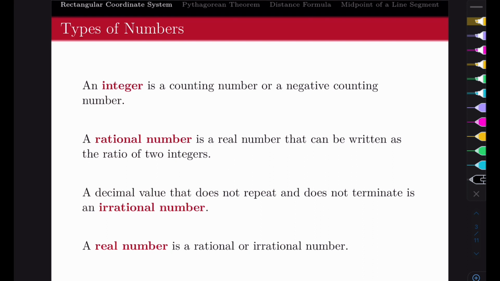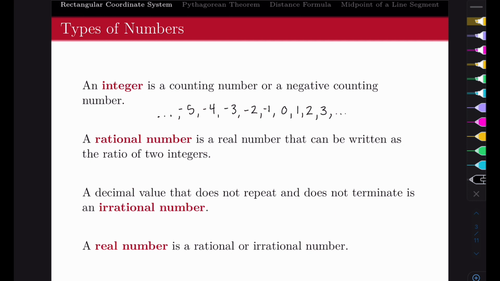Before we can define the rectangular coordinate system, we have to talk about the types of numbers that we have out there. The first one that's going to be important for us is integers, and they're really counting numbers, or you can also think of them as negative counting numbers. So numbers like -5, -4, -3, -2, -1, 0, 1, 2, 3, and the list keeps going in both directions. All of these are going to be integers for us.